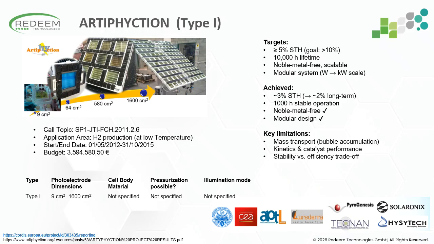And the project targeted more than 5% solar to hydrogen efficiency with a lifetime of 10,000 hours and a modular, noble metal-free system that could eventually be scaled from watt to kilowatt applications. And although the ambitious targets here were not fully achieved, the project successfully demonstrated around 3% solar to hydrogen efficiency, stable operation of approximately 1,000 hours, and most importantly, the feasibility of the modular reactor concept.